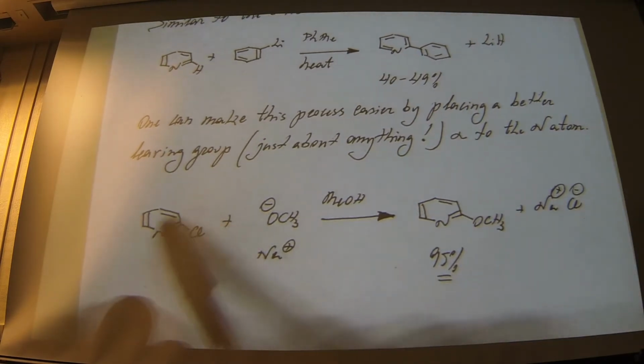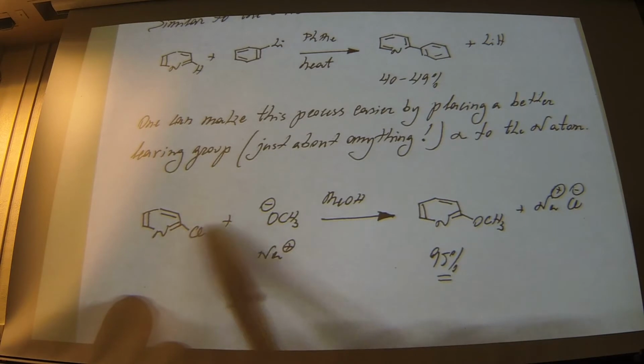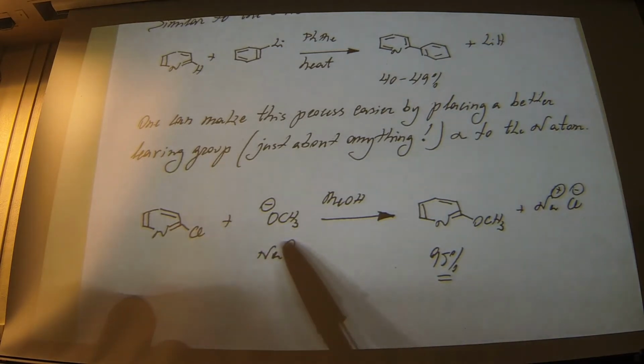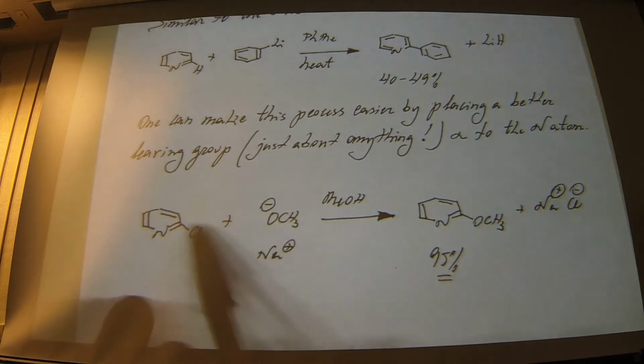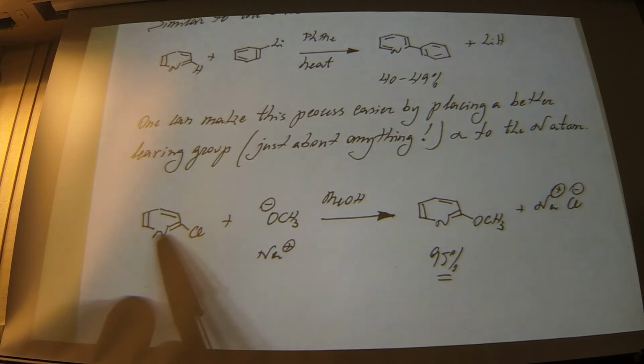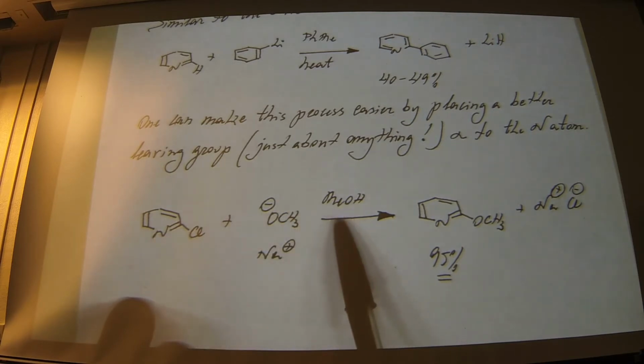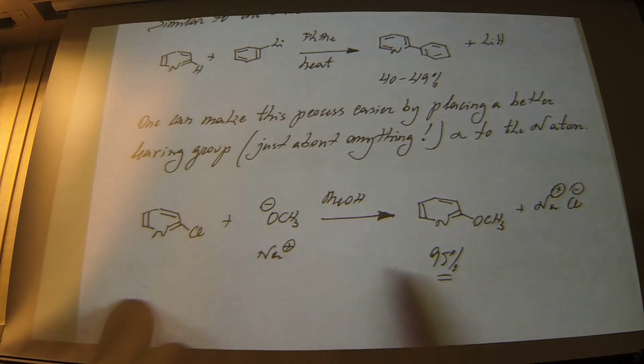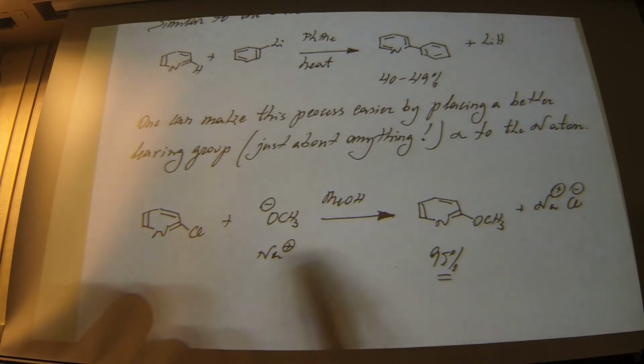And so now when you do an addition-elimination, this is another nucleophilic aromatic substitution reaction. Now it looks a little bit more like the one I showed you with the nitroaromatic, because I have a leaving group and the negative charge, you can imagine, is going to be stabilized by the nitrogen atom. And so methoxide and methanol works really, really well. You get mild conditions, you get good yields, because this reaction has a lower activation barrier.